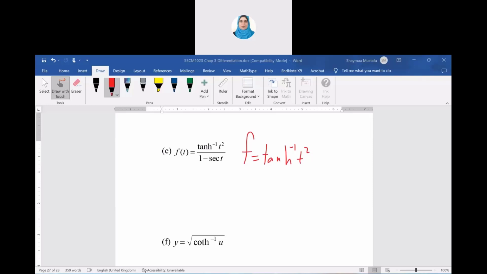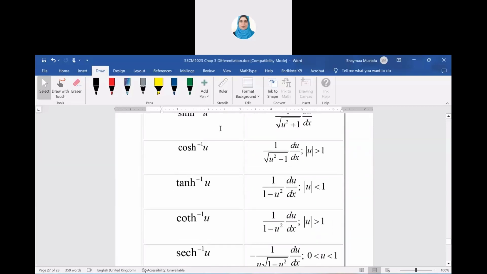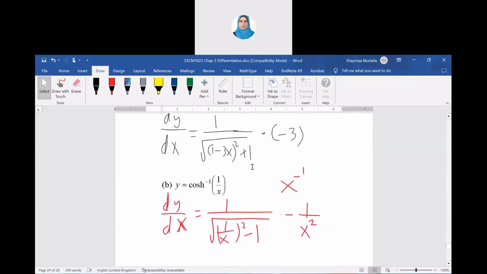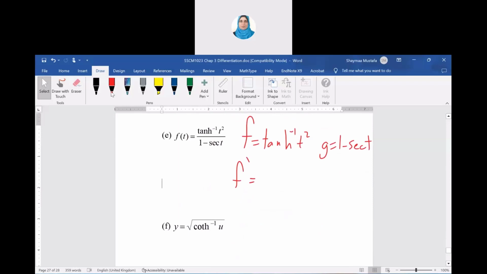The second function is 1 minus sec t. So for the derivative of f, you need to apply the formula for tanh inverse. The derivative of tanh inverse x is 1 over 1 minus x squared. So here it is 1 over 1 minus t squared squared.